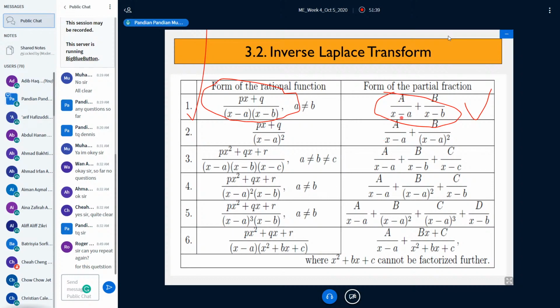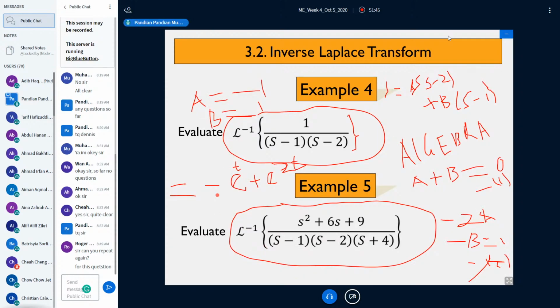So you already have this, and then you find the inverse Laplace. So inverse Laplace of minus 1 over S minus 1 is minus e power t. This is the answer. Plus inverse Laplace of 1 over S minus 2, the answer is e power 2t. So this is the final answer. So inverse Laplace of 1 over (S minus 1)(S minus 2) is minus e power t plus e power 2t. You can try at home.